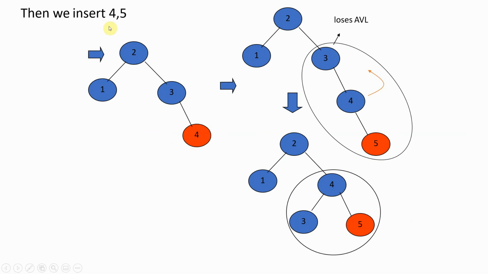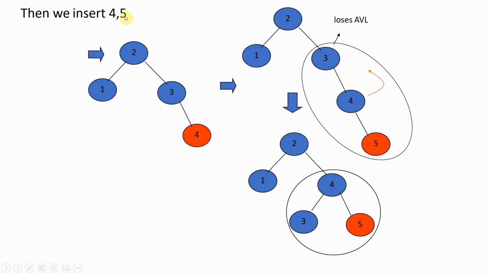Now let's insert 4. If we insert 4, we just have to calculate the balance factor of all the nodes from this newly inserted node up to the root. Balance factor for this one is 0. For this one is negative 1. For this one is negative 1. So we don't need to do any rotation here. So this is still AVL.